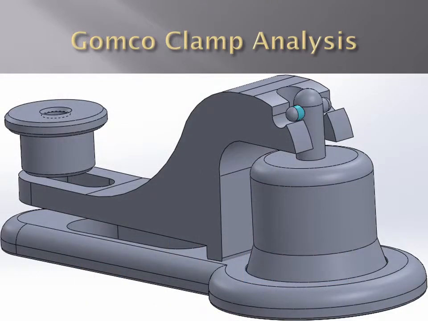The industry standard when it comes to circumcision clamps is the Gomco clamp. The forces that are generated when the foreskin is crushed between the bell and the anvil generate a large amount of stress. The next slides contain a detailed analysis of the stresses generated in the skin when the clamp is used.